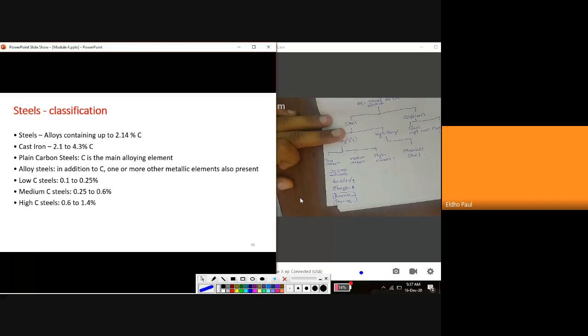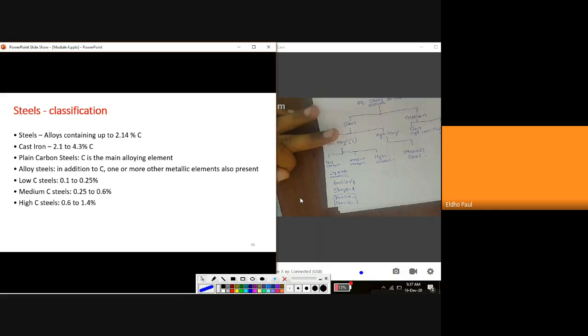Okay, and we cannot do any type of heat treatment on this low carbon steel. So we commonly use cold working operations to improve the strength of the low carbon steel. That is one of the important strengthening mechanisms used. So by using cold working, we can improve the strength.